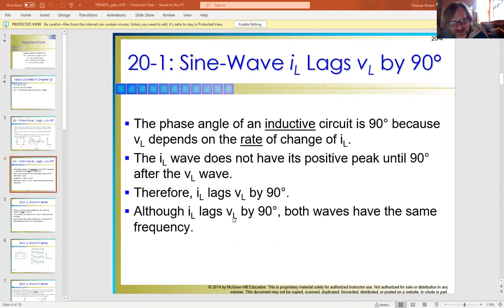And again, remember, even though we have this lagging phenomenon occurring, the frequency has not changed. The frequency of both waveforms is still the same. If we're putting in 60 hertz, after the inductor it'll still be 60 hertz, just that the one waveform is now lagging by that 90 degrees as opposed to prior to going into that.